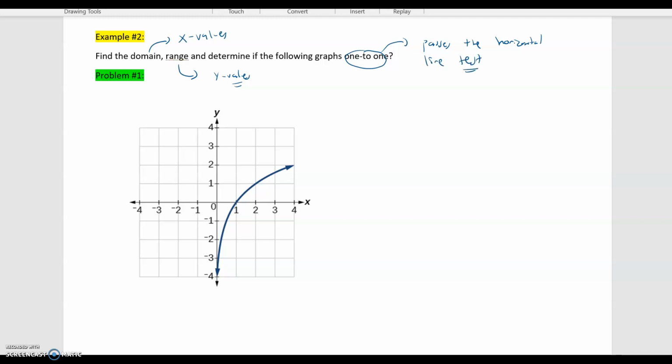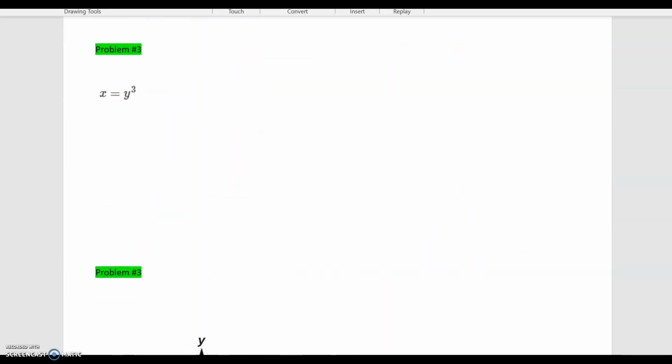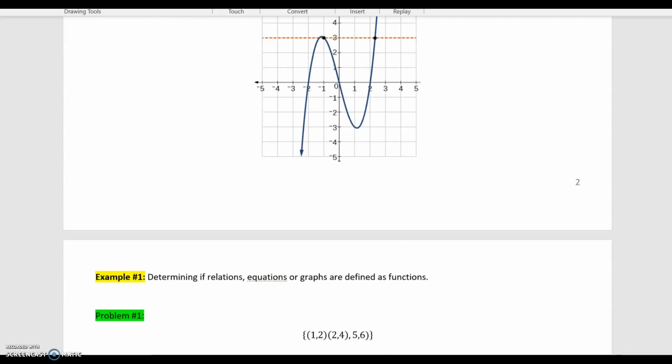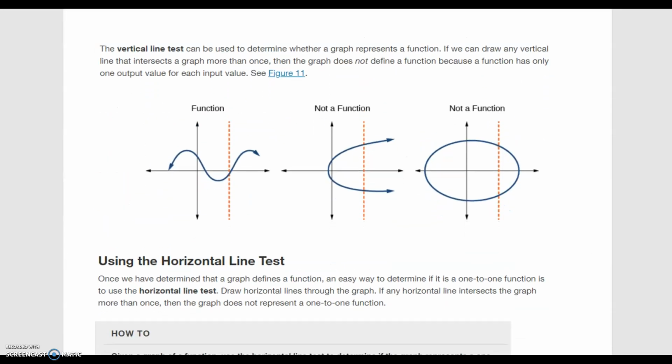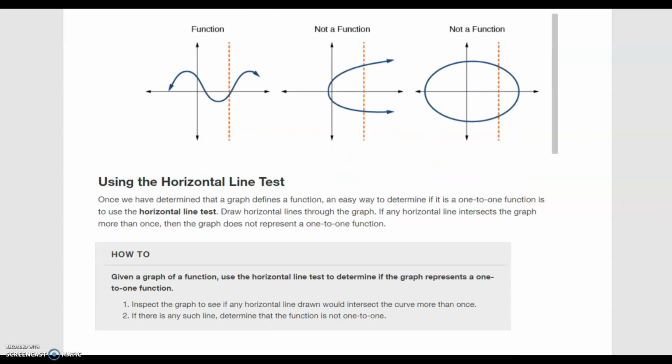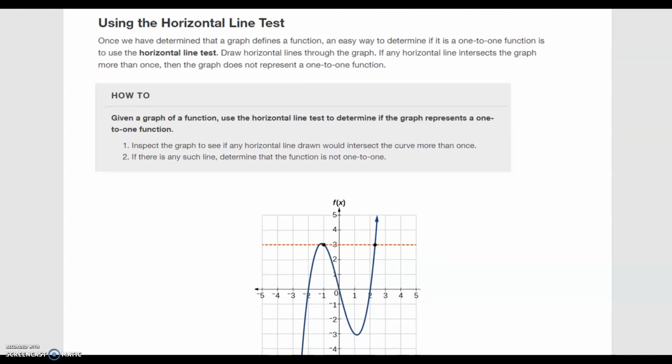So let me just move the actual file to the top so we can look at the definitions. And when we're looking for one-to-one functions, we're looking within the set of functions. So for the vertical line test, which is here, we're determining if the mathematical structure is defined as a function, which means every x value has a y value. If an x value has multiple y values, it's not going to be a function. Now, for the horizontal line test, these already have been defined as functions, and what we're looking for is a horizontal line that if it touches at 2 points, then in that case it's not going to be one-to-one.